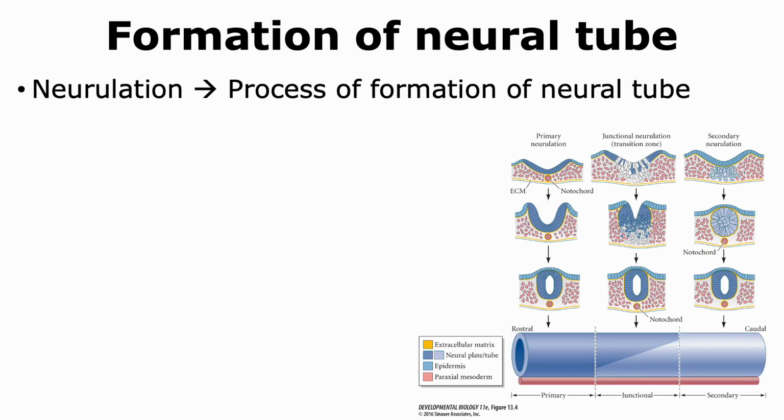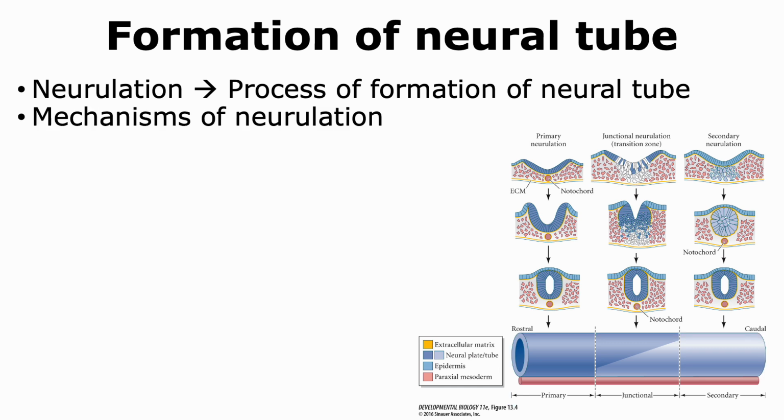Neural tube formation is one of the main processes that occurs in neurulation. As shown in the figure, the neural tube is a hollow tube-like structure that is formed, and there are three different ways by which it can form.